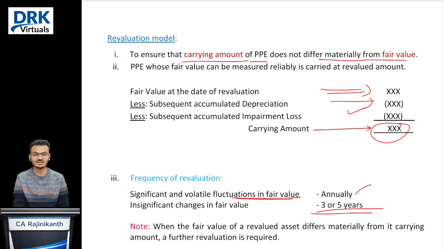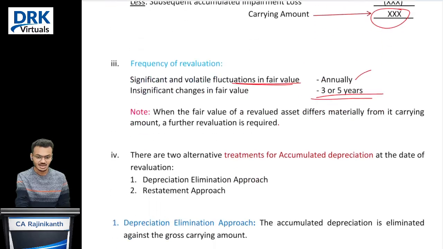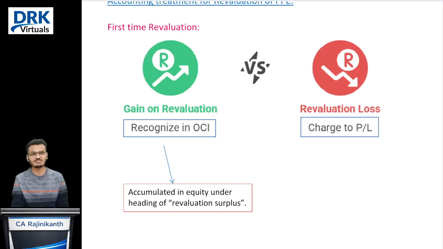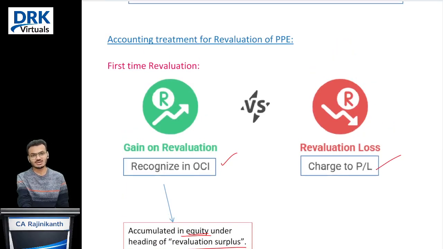While revaluing our asset, if we find that the fair value of that asset is not materially different from the carrying amount, in that case, revaluation is not necessary. If the fair value of that asset is materially different from the carrying amount of the asset, in that case, go for revaluation. So that is what the standard is saying, right? And next is the accounting treatment for revaluation. If it is a first time revaluation, recognize the revaluation gain in OCI, that is going to be accumulated in the equity section under the heading revaluation surplus. If it is a revaluation loss, charge that loss to the profit or loss account. So that is what the standard is saying.